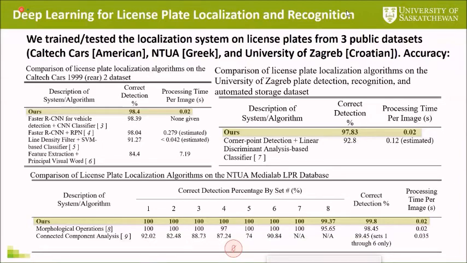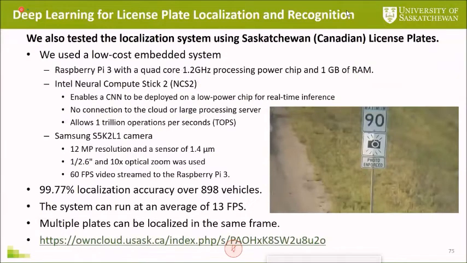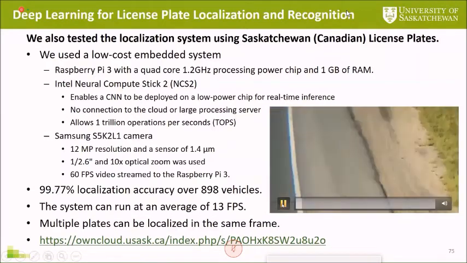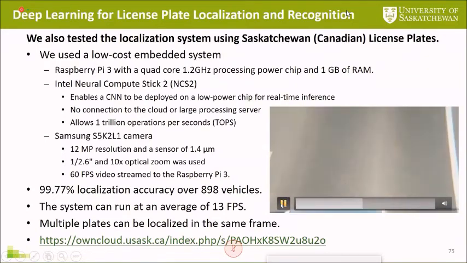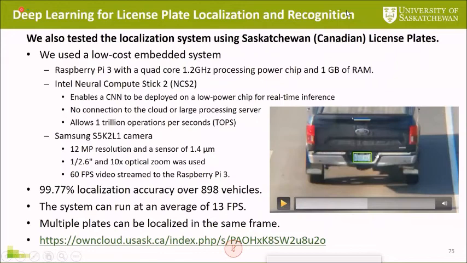We used a very low-cost embedded system, Raspberry Pi, and using cell phone. The video stream is fed to the system, and as you can see, this one was taken from Saskatoon. You see all the license plates have been recognized with the green rectangular box. Let me stop. Okay. This one, you can clearly see the license plate has been recognized with the green rectangular box.